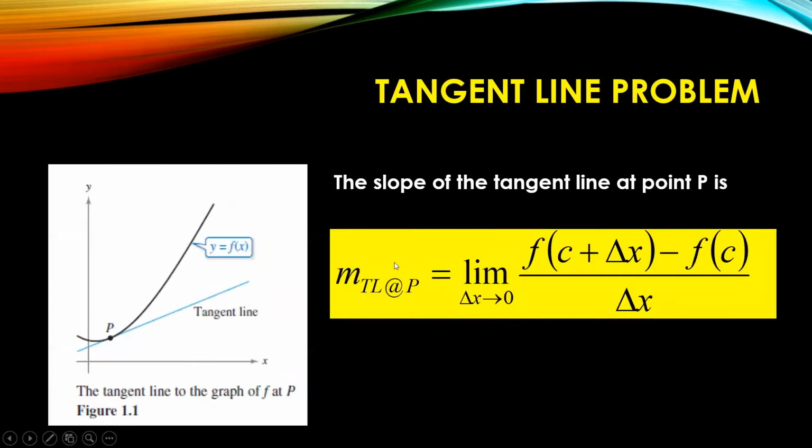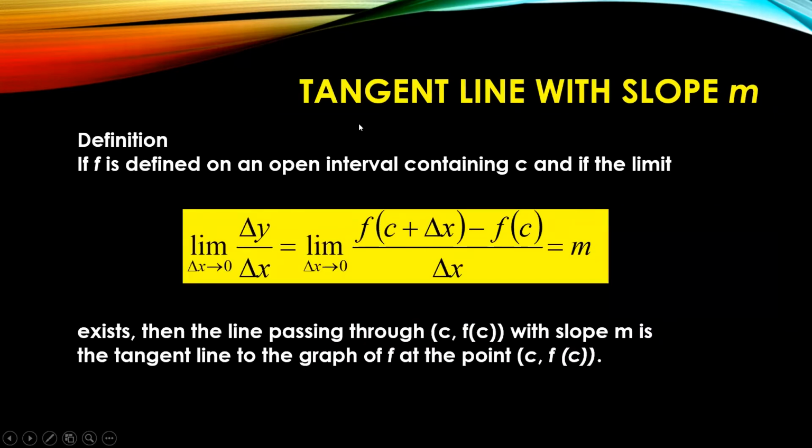Okay, so I want you to take note of the formula. Please take note of the formula. So basically, it's y2 minus y1 over delta x. And then the slope of the tangent line approximated at point P is basically the limit as delta x approaches 0 of that expression. So tangent line with slope m, it's the same.